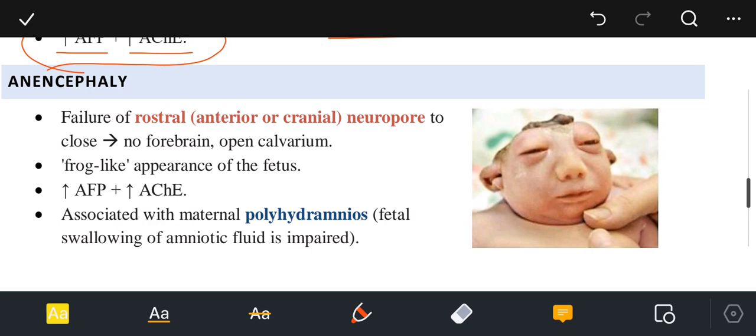Then let's talk about anencephaly. Failure of the rostral anterior cranial neuropore to close. There will be no forebrain and an open calvarium will be present.